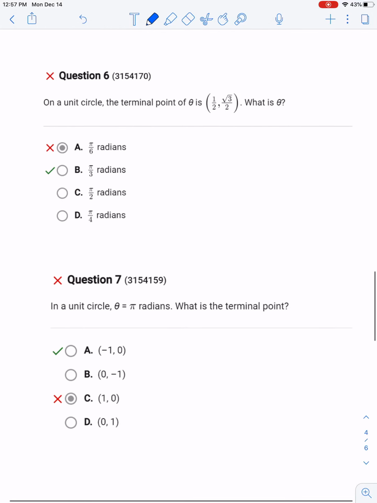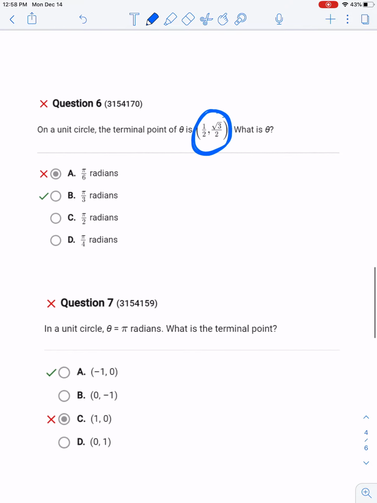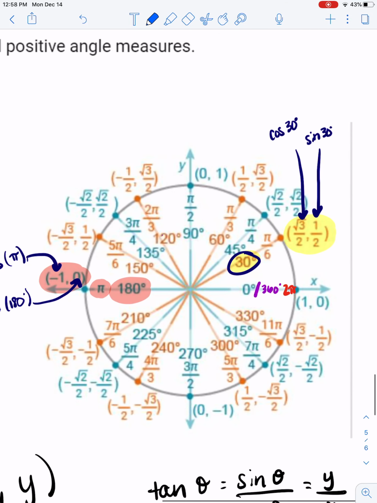All right, question 6. On a unit circle, the terminal point of theta is 1/2, square root of 3 over 2, or radical 3 over 2. What is theta? So because you don't really have to memorize the unit circle, I would just go to the unit circle and figure out, in terms of radians, all of those are in the pi, where is this point. Okay, so we're going to look for the x value of 1/2 and the y value of radical 3 over 2. Okay, so let's go down here.